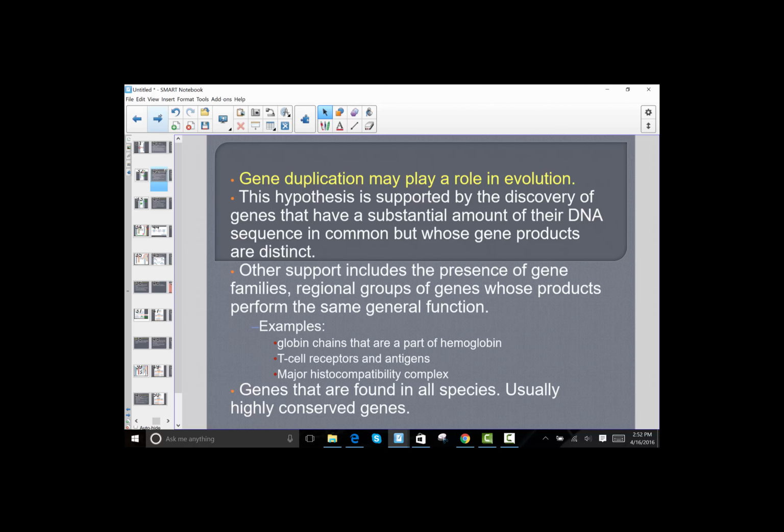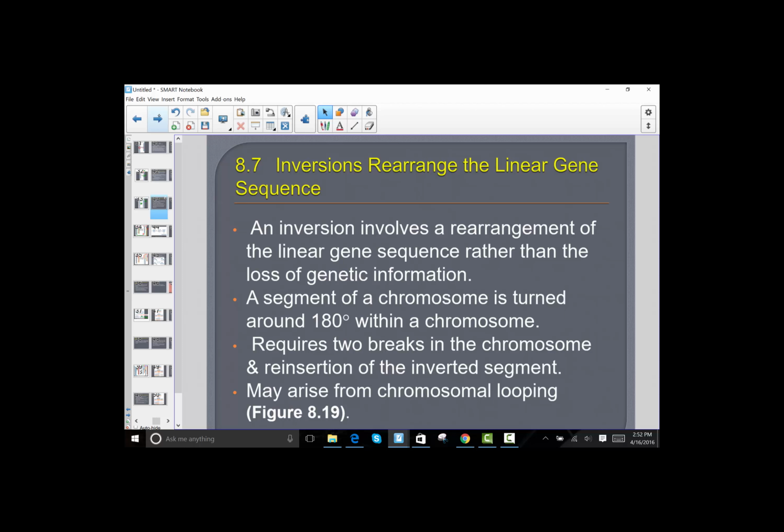Okay, at this point, we're getting close to the end of our time, about 20 minutes left. We're going to be talking about inversions, where we are looking at rearrangements of the linear gene segment rather than a loss of genetic information. So we're not talking about duplications, and we're not talking about deletions. In this instance, we are talking about just rearranging the order of the genes.